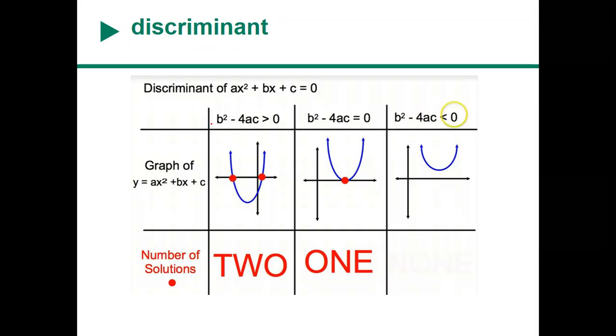Here we go. If your discriminant is greater than 0, which means it is positive, then you're going to end up with 2 solutions, 2 x-intercepts. Make sense? If your discriminant equals 0, then you're going to have 1 x-intercept and only 1 solution. And if your discriminant is less than 0, which means it is negative, you're going to have no x-intercepts and no real solution.